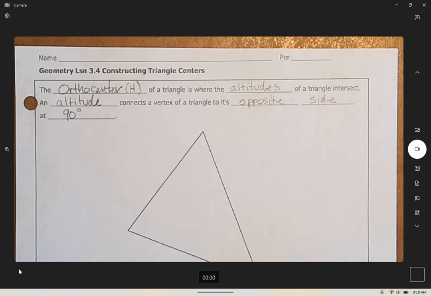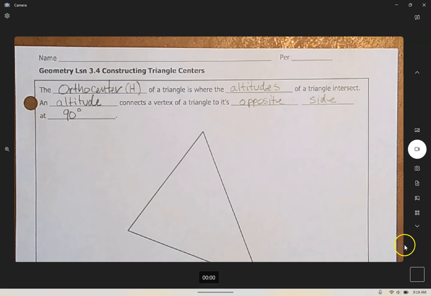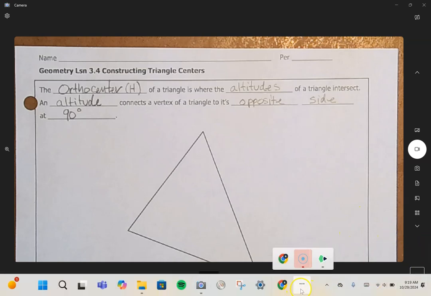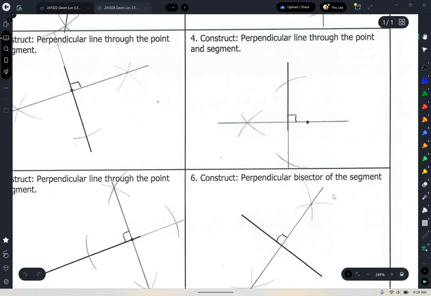Now I want to draw your attention to a lesson that we previously did. Let me just kind of bring it up here on the screen. So you should recall this lesson that we just did, constructing perpendicular segments, right? And we did a couple different things.